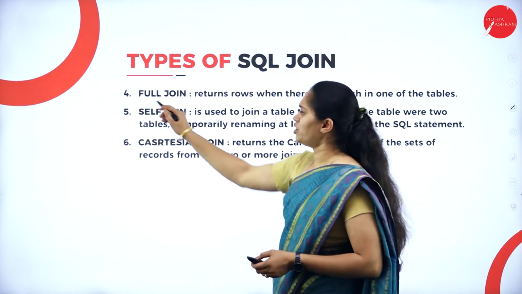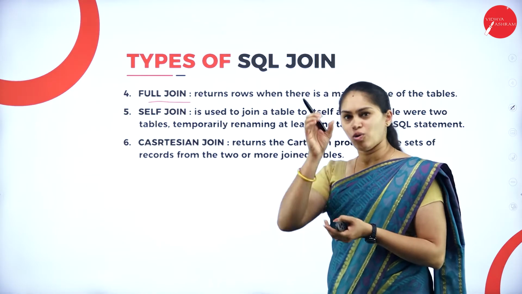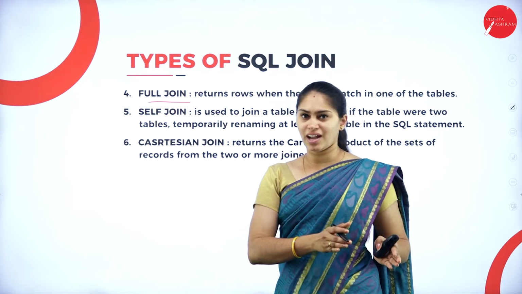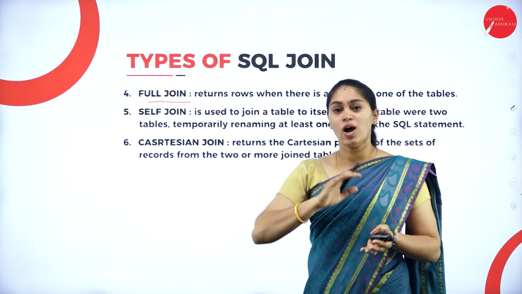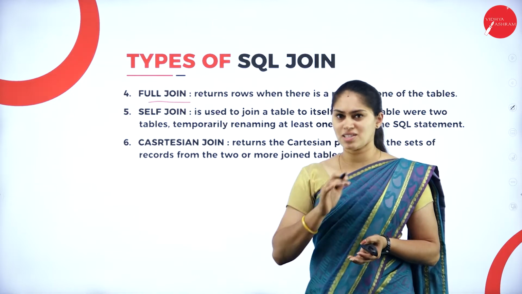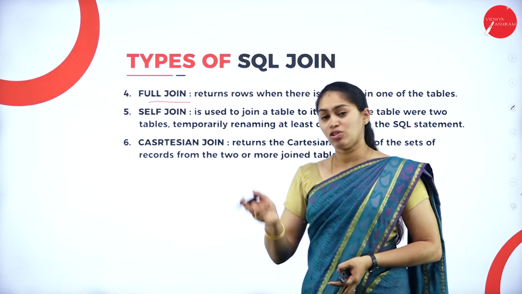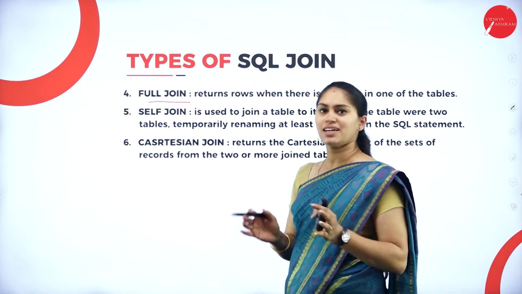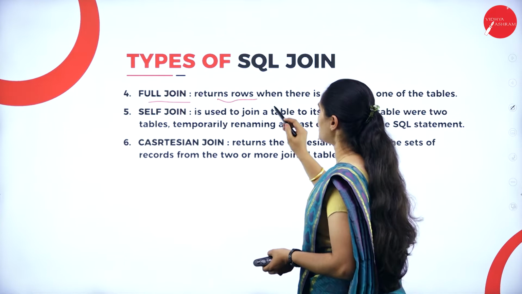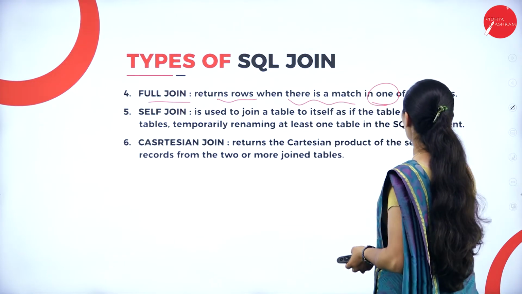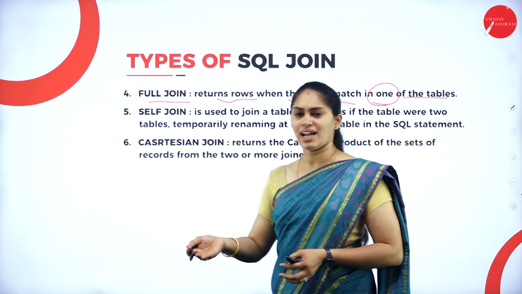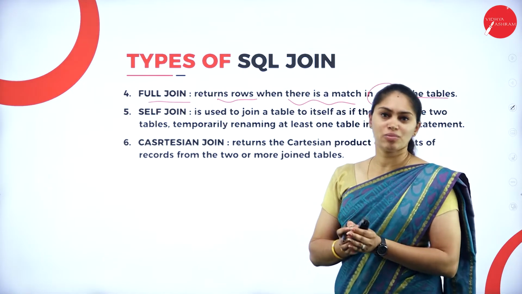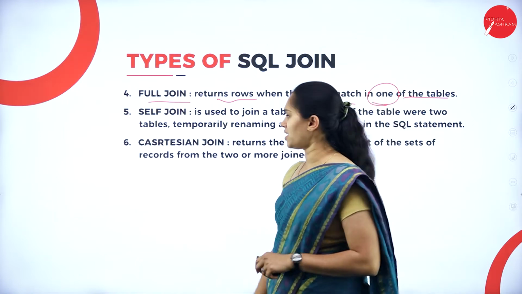Then what about full join? We got to know inner join, only common values; left join, all the left values, even though there is no match in the right; and right join, all the right table's rows, everything will be displayed, even though we don't have a match in the left table. But what about this full join? It's like a union, right? It will return the rows when there is a match in one of the tables. It won't bother whether it is the right table or the left table. If we find a match in any one of the tables, then it will be joined together. That is what full join is.